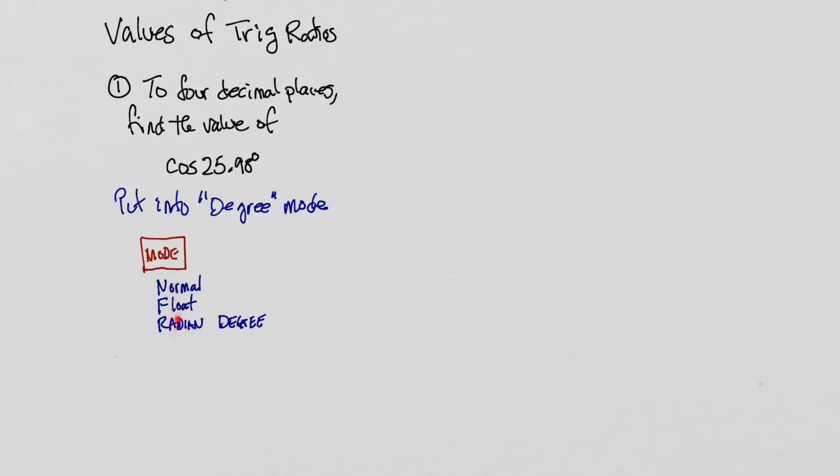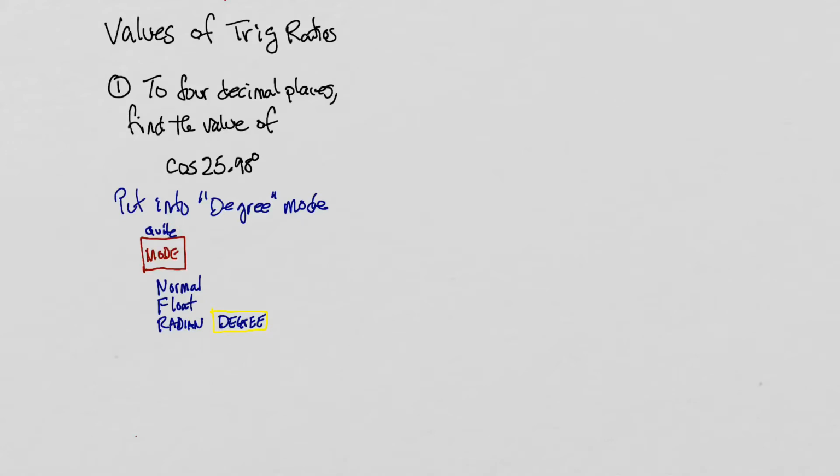When you press mode, you get this menu down here. The first is normal, the first is float, and then use your arrow key to make sure you're over on degree. When you get it to degree mode, press enter and it'll highlight it. Then do a second quit. The quit key is right above the mode, so press second, mode, and it'll quit. Then you're back ready to compute.